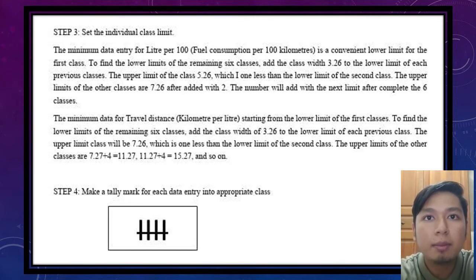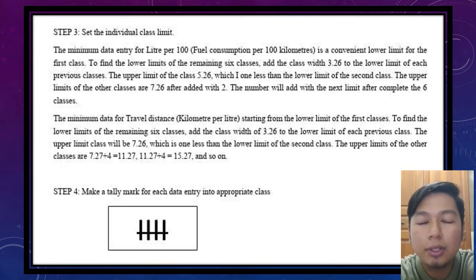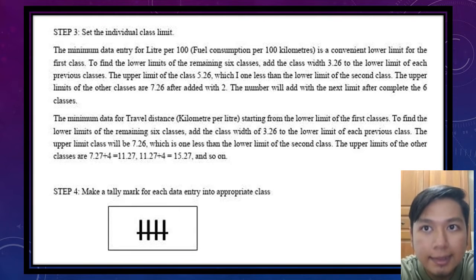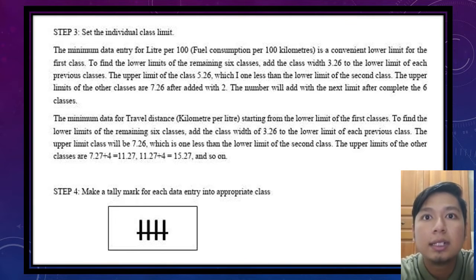Okay. For travel distance, the minimum data starts from the lower limit of the first class. To find the lower limit of the remaining 6 classes, add the class interval 3.26 to the lower limit of each previous class. The upper limit of the first class will be 7.26, which is 1 less than the lower limit of the second class. The upper limit of the other classes: 7.27 plus 4, we can get 11.27, plus 4, so we can get 15.22 and so on.